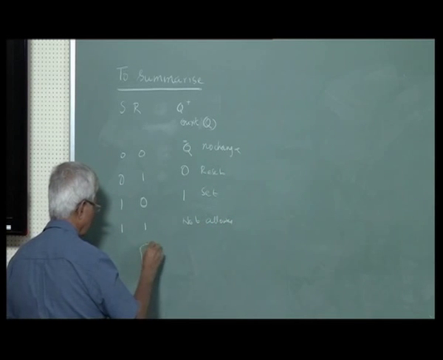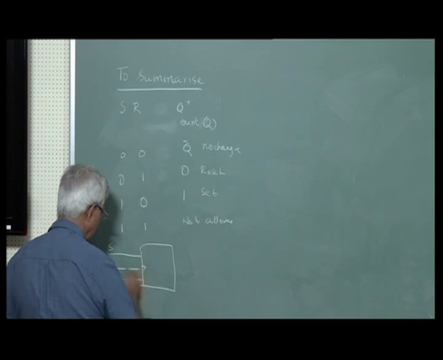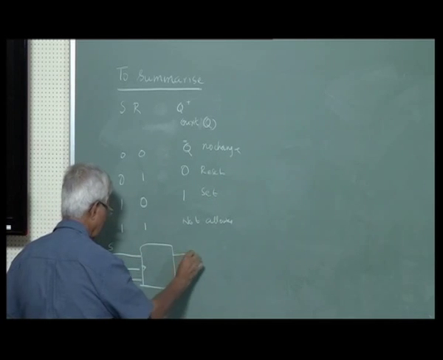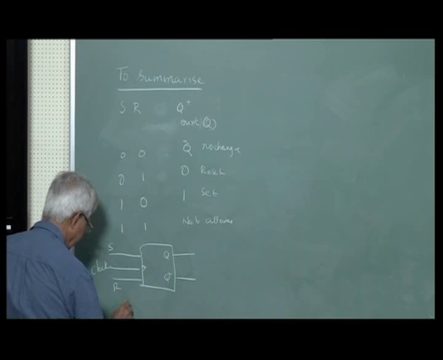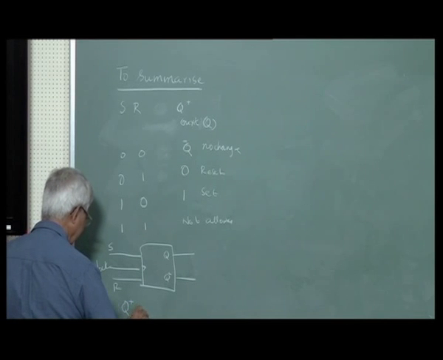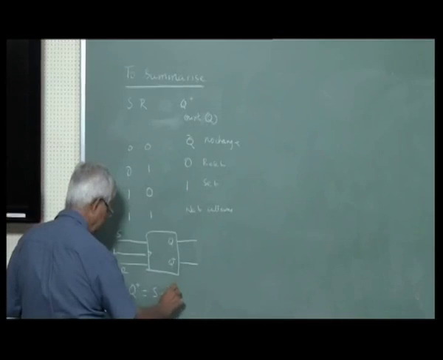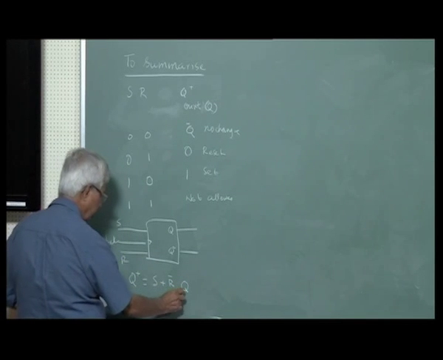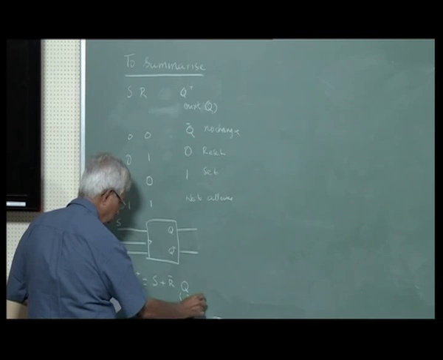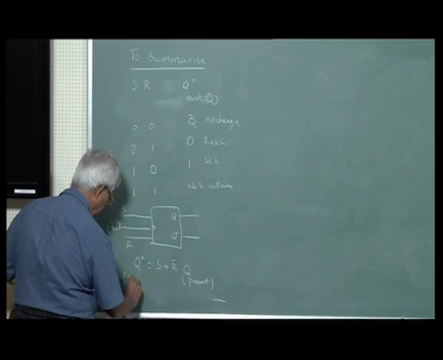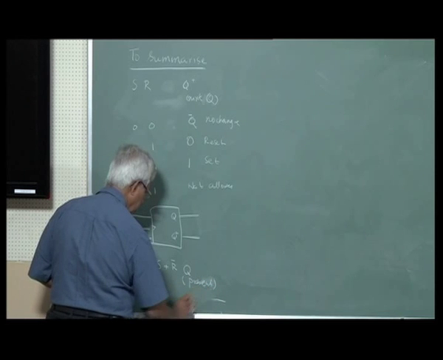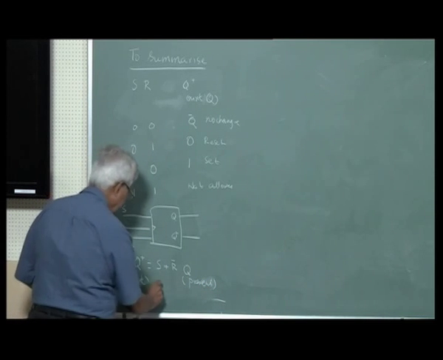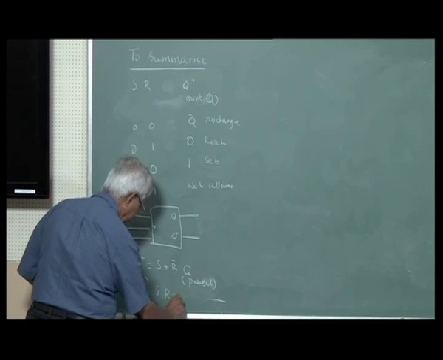Symbol, behavior: Q plus, the next Q, is always the present S plus present R bar times the present Q. Q is the present Q, and this is the next Q. Only one condition: both S and R should not be 1.